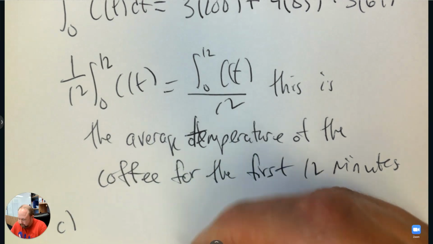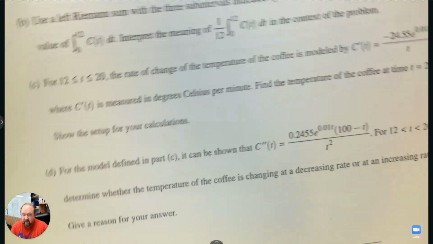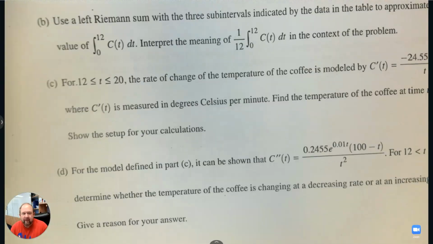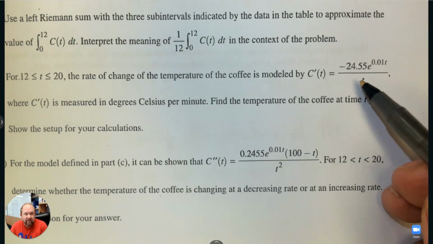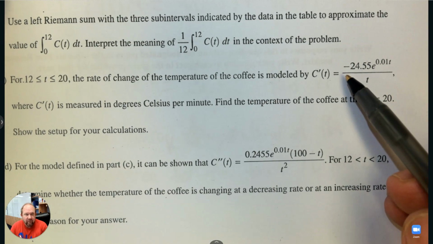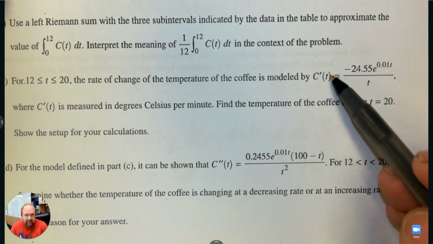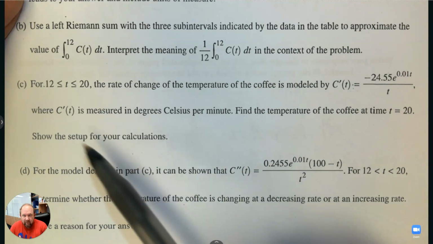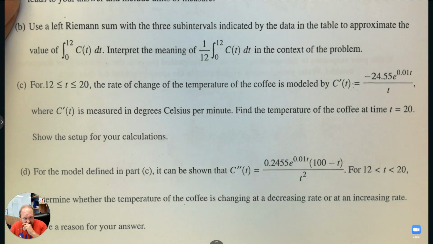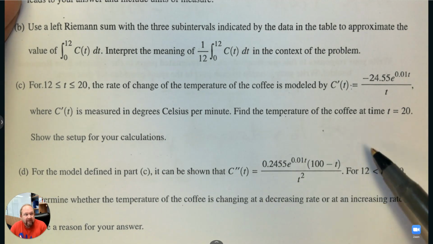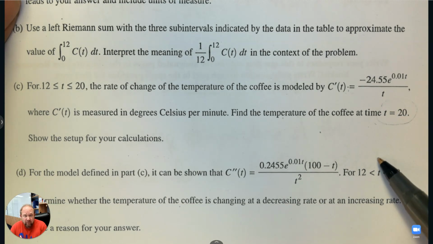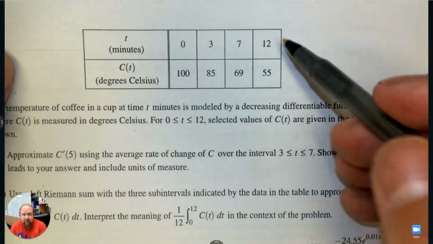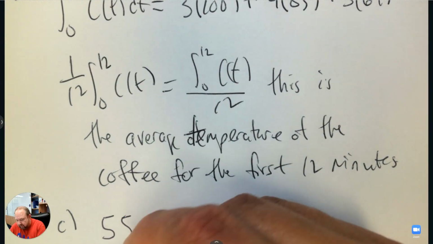Part C. I haven't even used my calculator yet. Part C, from 12 to 20, I will have to use my calculator here. The change of temperature is modeled by this derivative, where that derivative is measured in degrees Celsius per minute. Find the temperature of the coffee at T equals 20. So first I need to know, at 12, what's the temperature? So at 12, the temperature is 55. So that's the temperature I'm starting with.